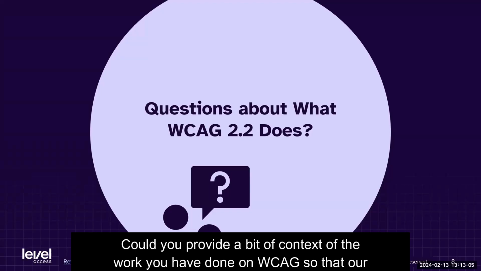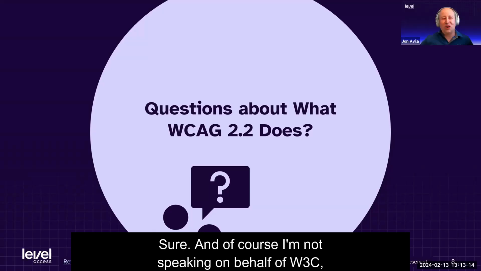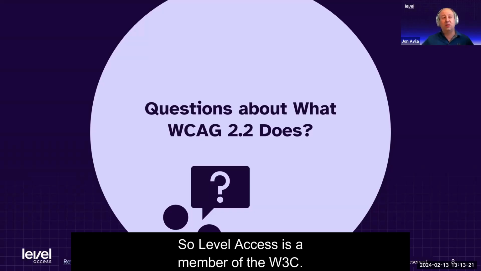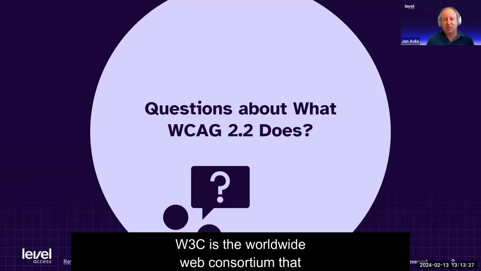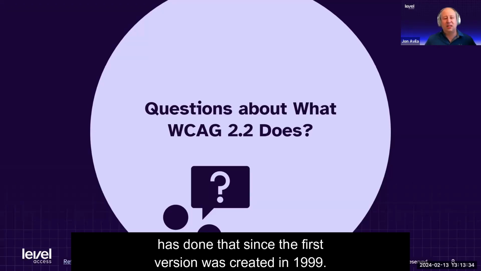Could you provide a bit of context of the work you have done on WCAG so that our learners can know a bit about your involvement in it? Sure, and of course, I'm not speaking on behalf of W3C, but on behalf of Level and the work that we've done. So Level Access is a member of the W3C. W3C is the World Wide Web Consortium, the standards body that creates the Web Content Accessibility Guidelines and has done that since the first version was created in 1999.